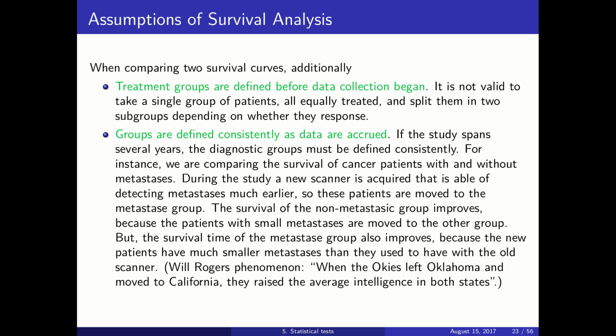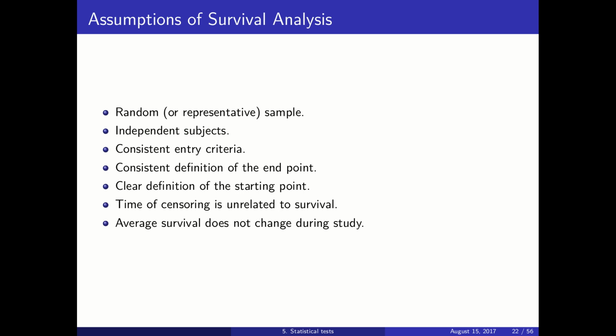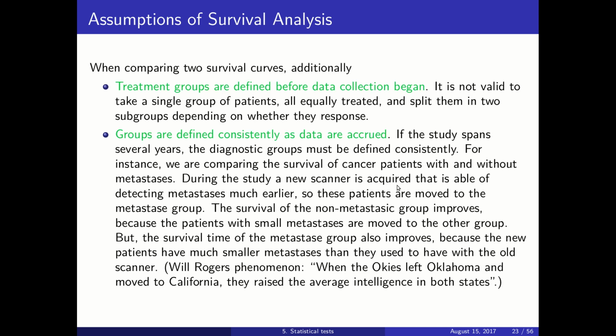And that the average survival does not change along the study. These are typical assumptions of survival analysis. When we are comparing two survival curves, there are also some other assumptions. The treatment groups are defined before the data collection began. So it is not valid to take a single group of patients, all equally treated, and then split them into two subgroups depending on whether they respond or not. Groups are defined consistently as data is accrued.